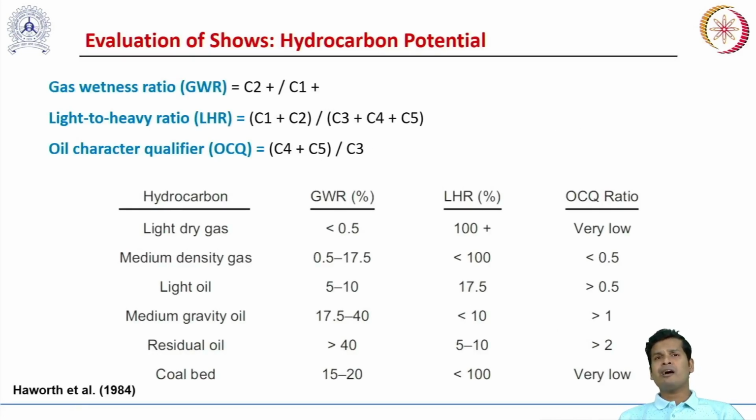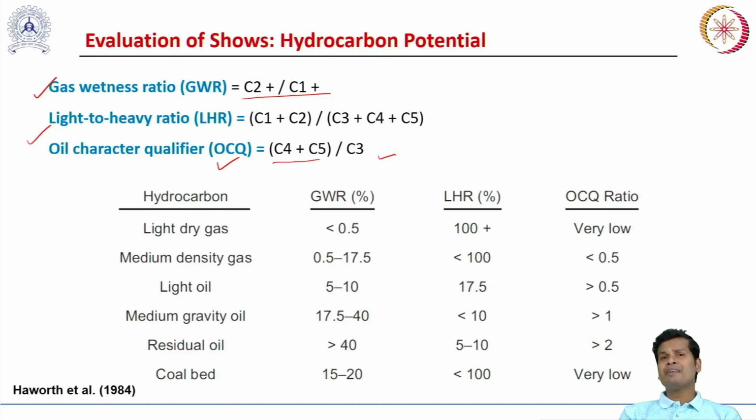Now, we can also quantitatively analyze the result of our gas chromatograph data. For example, we can define three ratios. First is our gas wetness ratio, GWR. Second is our light to heavy ratio, LHR, and third is the oil character qualifier, OCQ ratio. So GWR ratio is defined as the amount of C2 plus compounds divided by the amount of C1. Similarly, light to heavy ratio LHR is the ratio of C1 plus C2 divided by C3, C4 plus C5, and OCQ is defined as C4 plus C5 divided by C3.